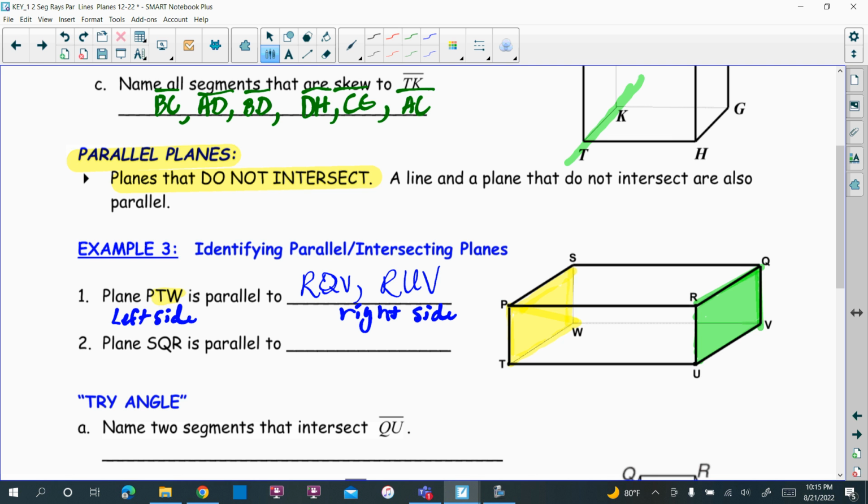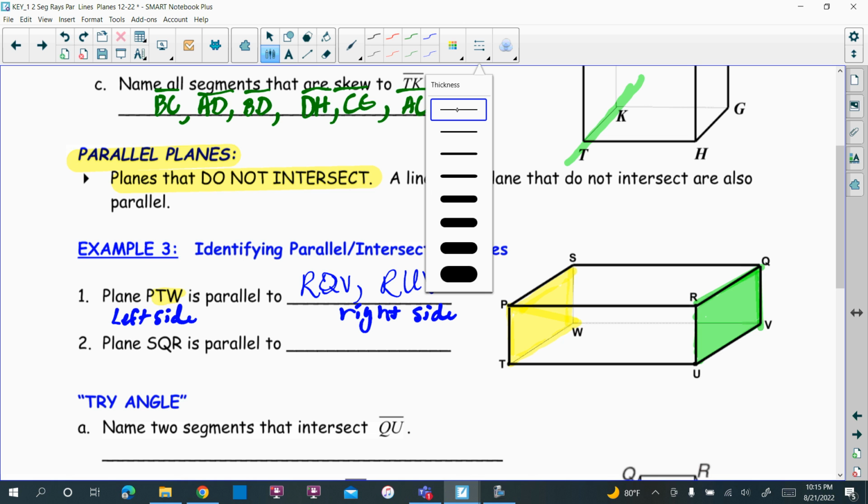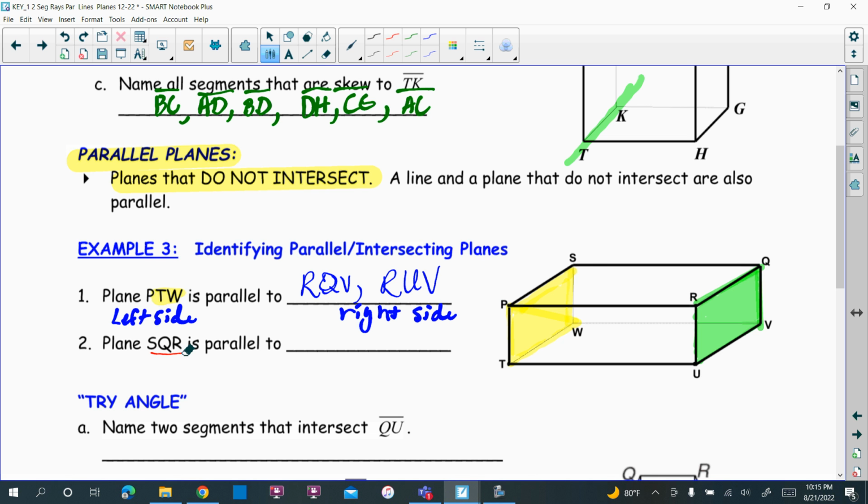So if I look at here, they're saying plane SQR. Well, if I follow those letters S to Q to R, I now see that they're talking about the top of the prism. So of course, for it to be parallel, it needs to be on the bottom.